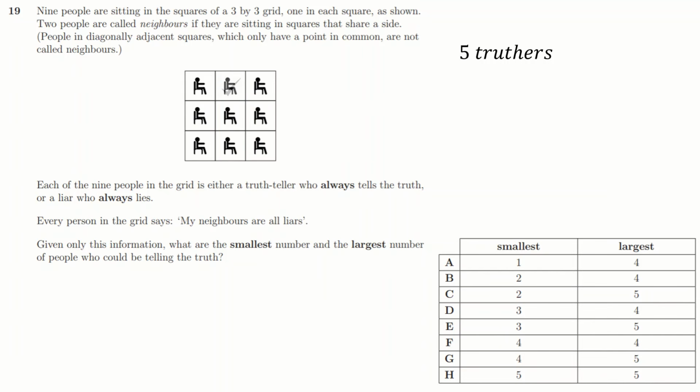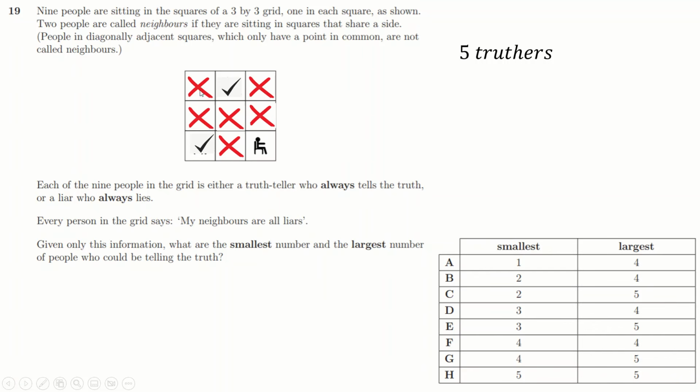So what if you put a truther here? Then this must be liar, liar, liar, which is good. I got 3 liars already. You can have a truther here if you want to, but also you don't need to, right? You could put a liar there because liars are saying all my neighbors are liars. So they're allowed to have some lying neighbors, they just can't have all of them. So I just need this person to be telling the truth down here. And then this person is still lying.